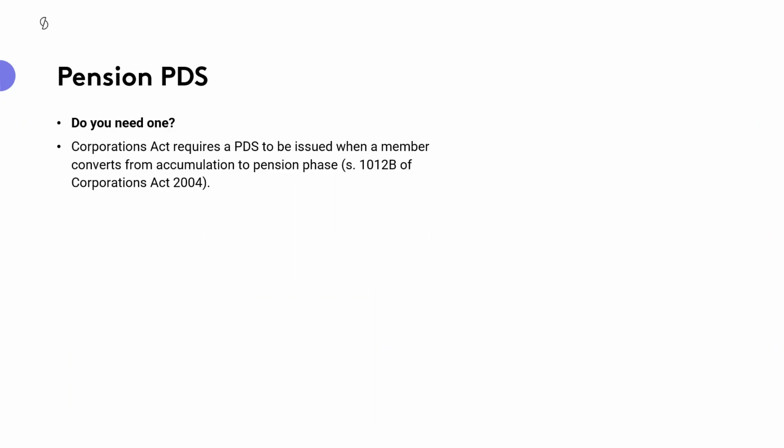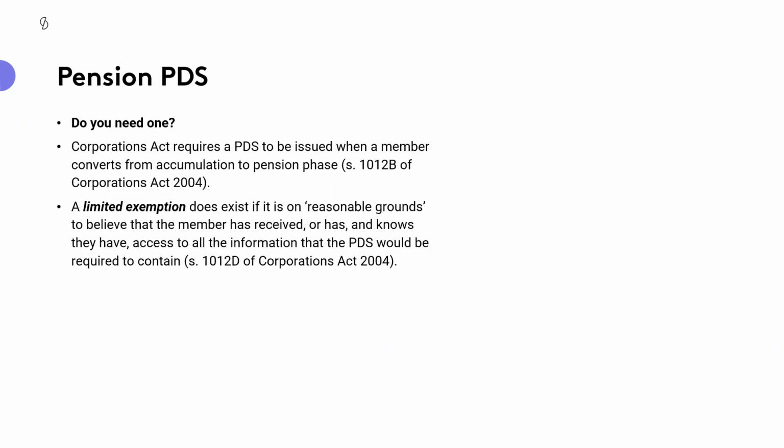The next one is pension PDSs. So this is something whereby, again, we don't see these produced out of the SMSF software, and the Corporations Act requires a PDS to be issued when a member converts from accumulation phase to pension phase. Now, in a lot of instances, we see a reliance on this limited exception. And what that exception says is that if it is on reasonable grounds to believe that the member has received, or has and knows they have access to, all the information that that PDS would contain, then there would be no obligation to issue that.